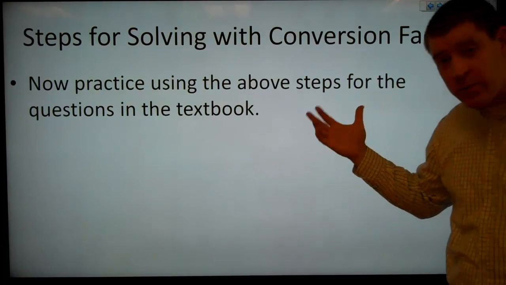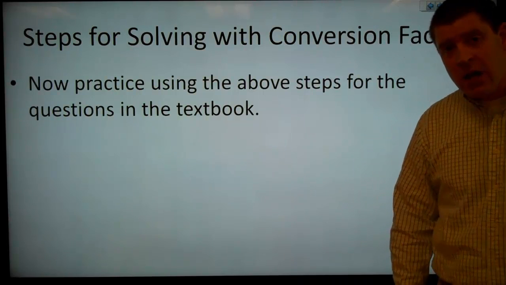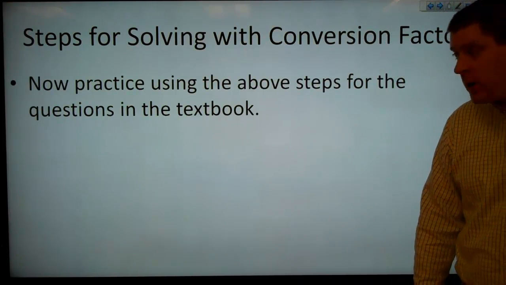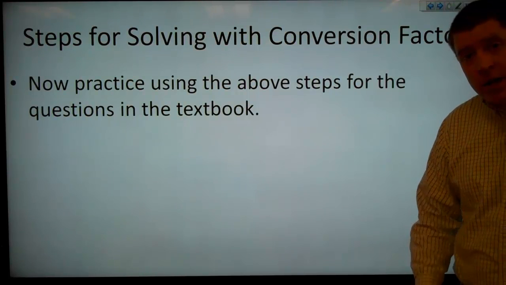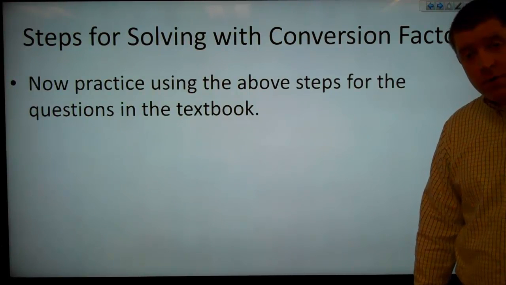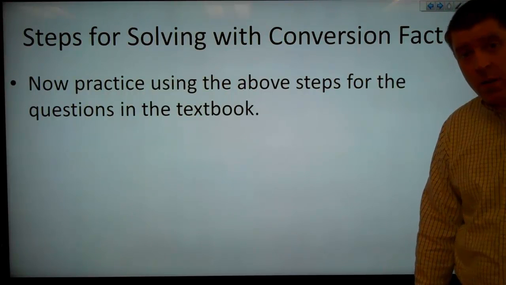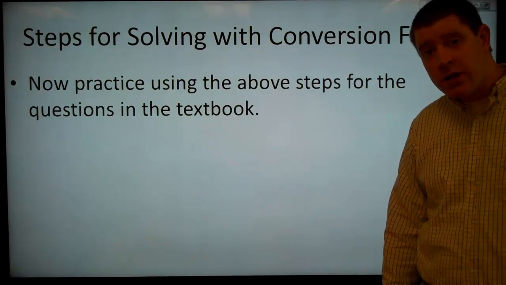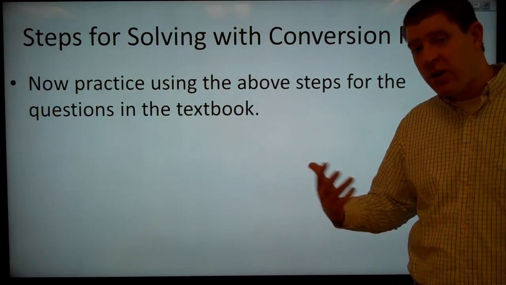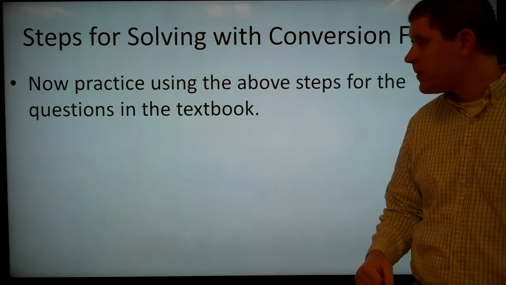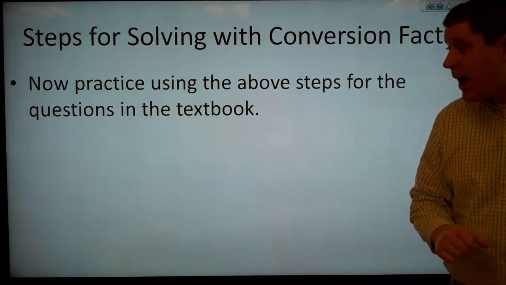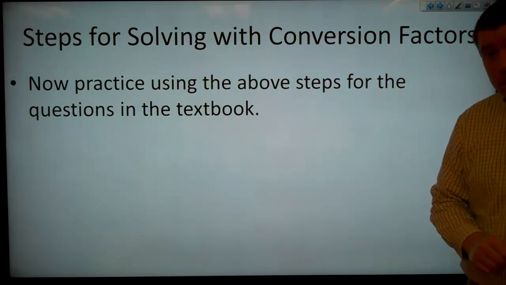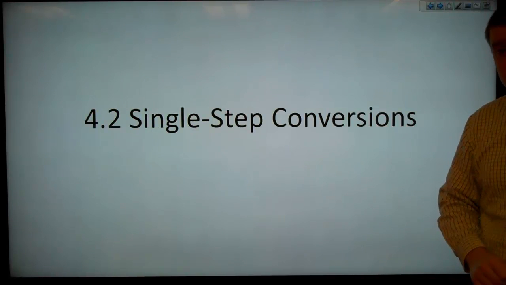Note that that won't always be the case. There may be some slight differences if you use a slightly more precise conversion factor. You should always have at least as many sig figs in your conversion factor as you have in any of your given numbers. And you should try to have at least 1 or 2 more sig figs in your conversion factor, so it's not your conversion factors that are limiting your calculation. So now you should practice using the above steps for the questions in the textbook. And that was single step conversions.